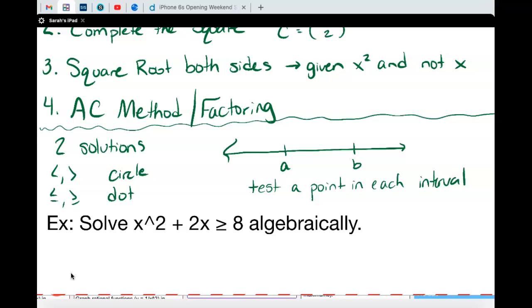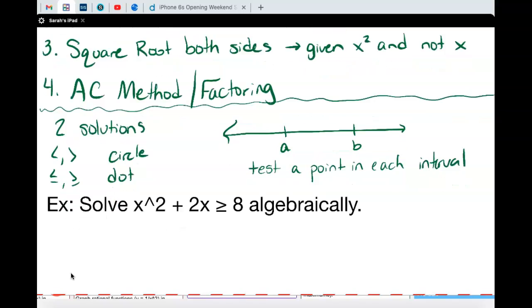Okay, so let's do one. We have 3 examples just to prepare you. We have x squared plus 2x greater than or equal to 8. So we have 4 different ways of solving this quadratic. What would you like to do first? Put them on one side. Okay, sounds good.